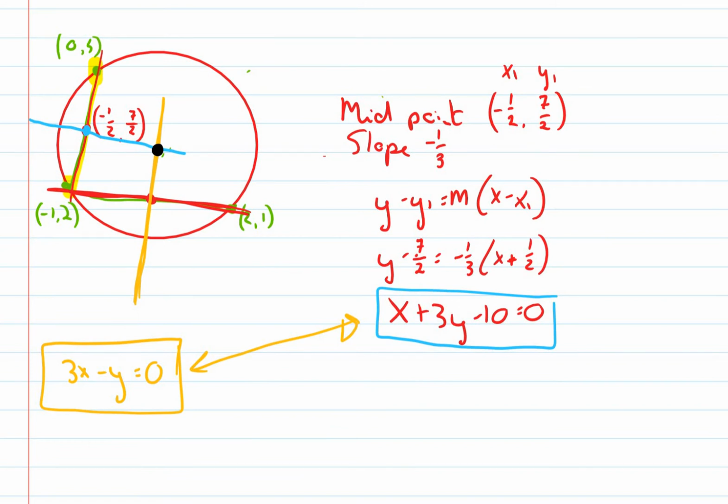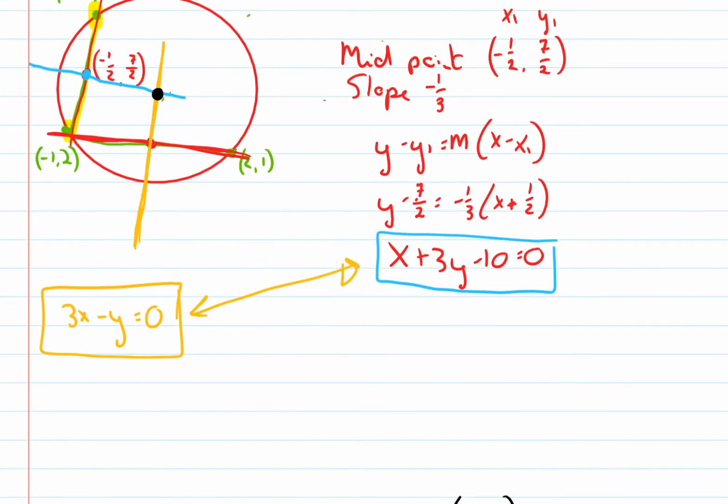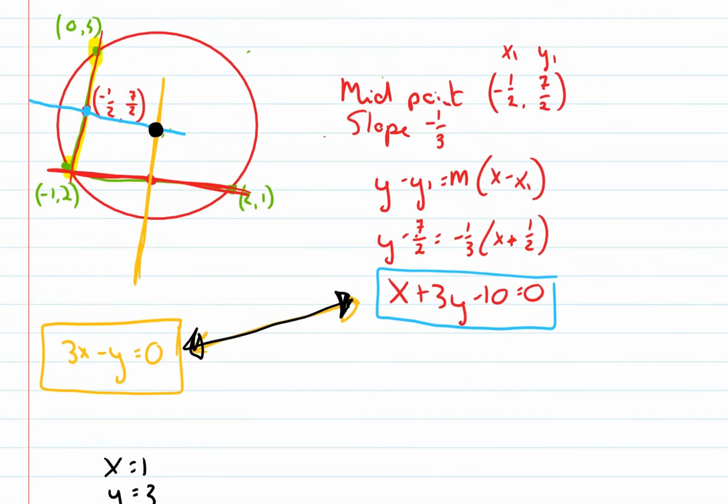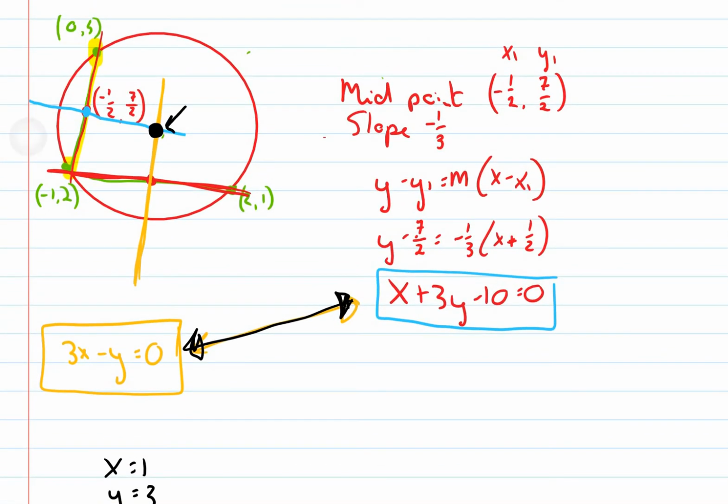Right, so how do I find the point at which the orange line and the blue line cross? I will use simultaneous equations with these two equations of lines. When you use simultaneous equations, I'm not going to do it for you, but you will get the point x equals 1 and y equals 3. So this point here is (1, 3).